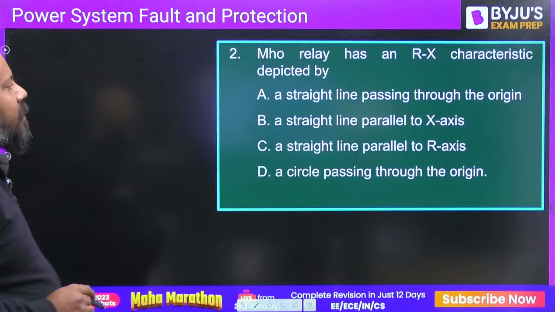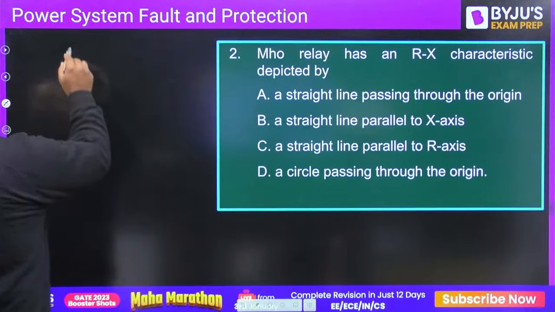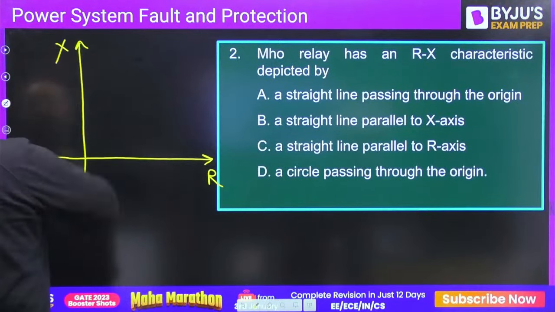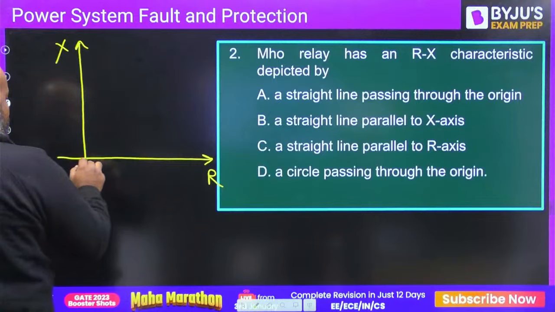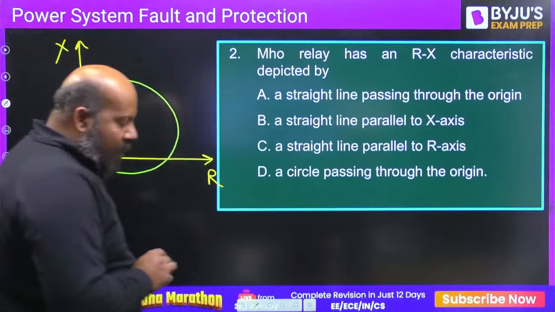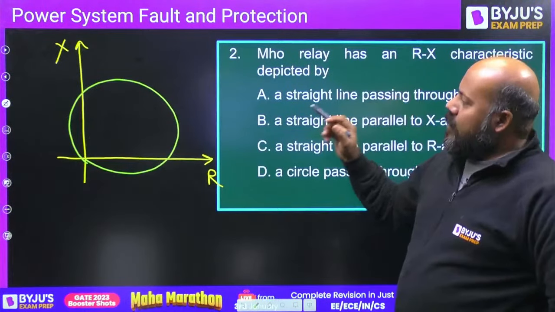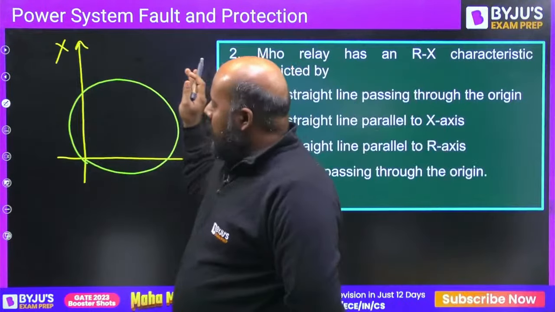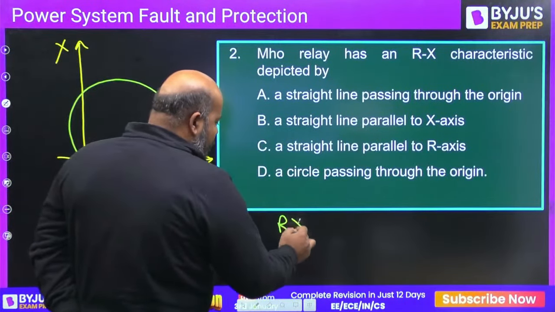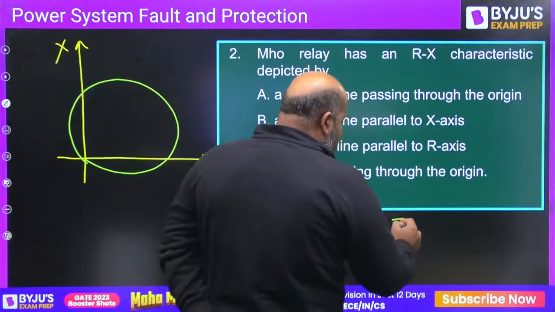Mho relay has an RX characteristic depicted by... Now, you know that the Mho relay RX characteristic is a circle which is passing through the origin. This is the RX characteristic of a Mho relay. Now, there is one simple concept here. If the RX characteristic lies in the first and the third quadrant both, then it is non-directional.